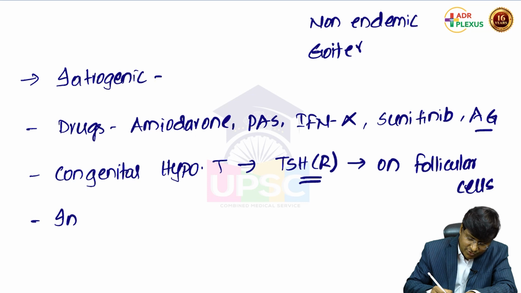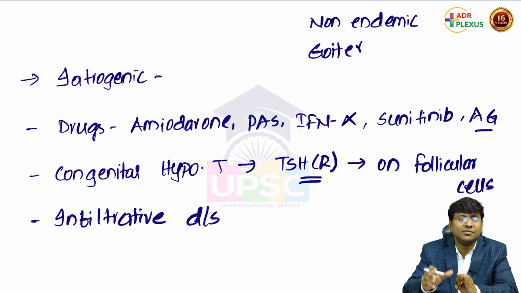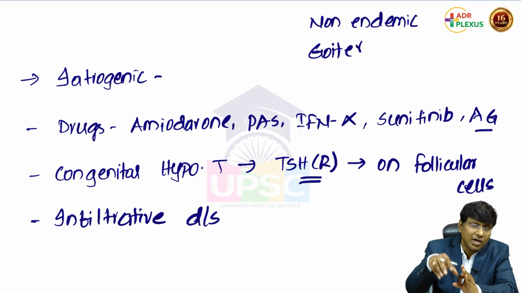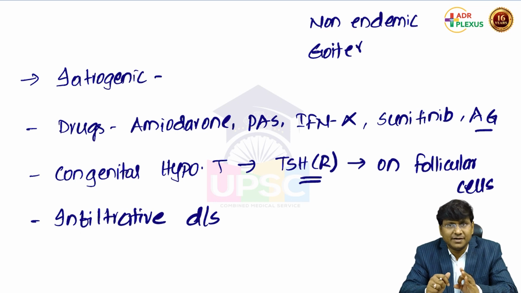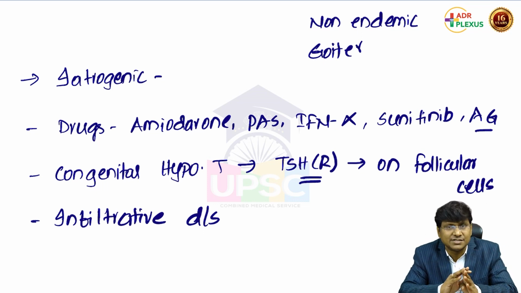Then we have infiltrative disorders that will be causing hypothyroidism. Now, what are these infiltrative disorders? They include amyloidosis, where there is abnormal accumulation of protein within the follicular cells. Second, hemochromatosis, where there is excessive accumulation of iron within the follicular cells. Then sarcoidosis, where there is accumulation of non-caseating granuloma within the follicular cells. Then cystinosis, where there is accumulation of the amino acid cystine within the follicular cells.